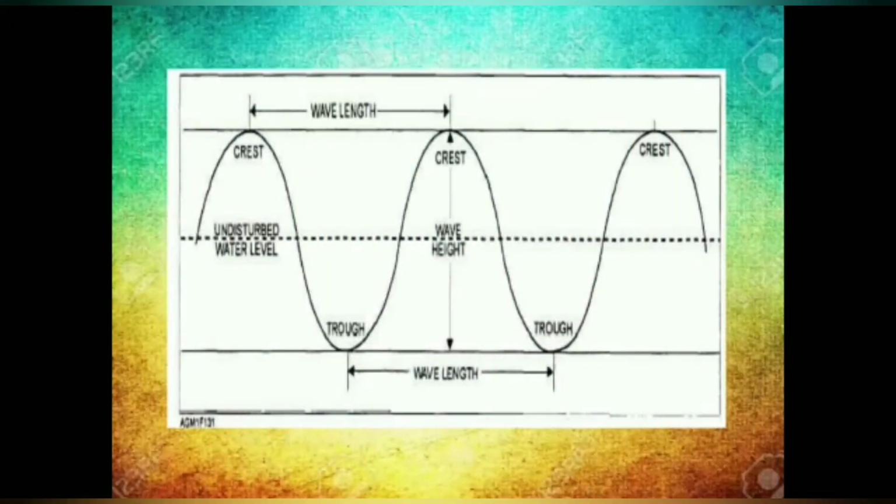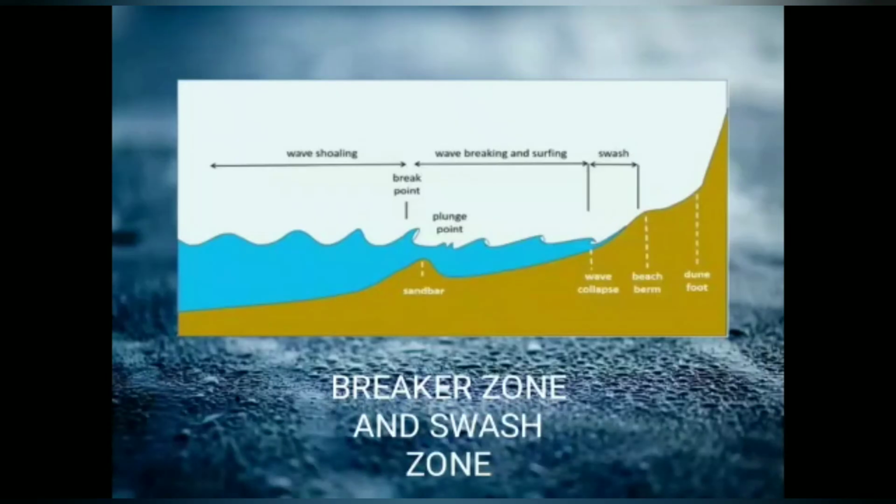As the wave approaches shallow water conditions, the wave parameters, that is height, length and speed, undergo significant transformations. The point at which the wave breaks is known as the breaker zone or the surf zone. The swash zone is the segment of the beach landward of the surf zone where the water rushes up the beach after a wave breaks.